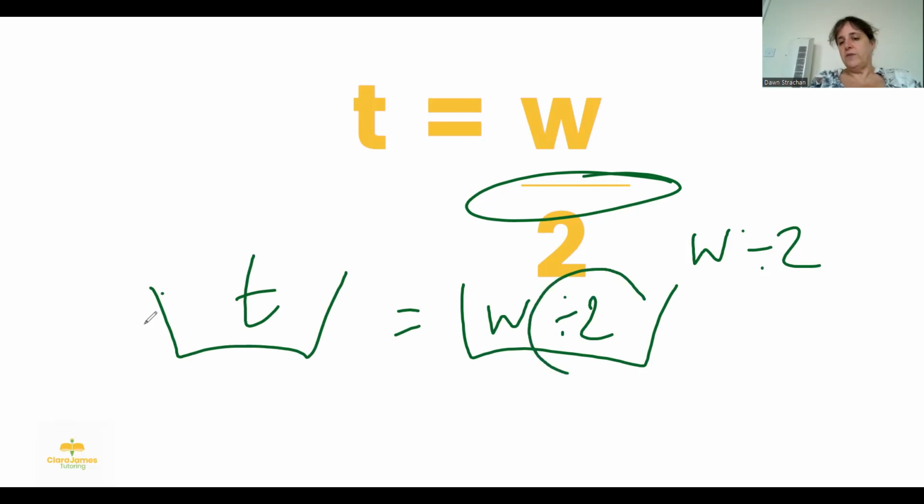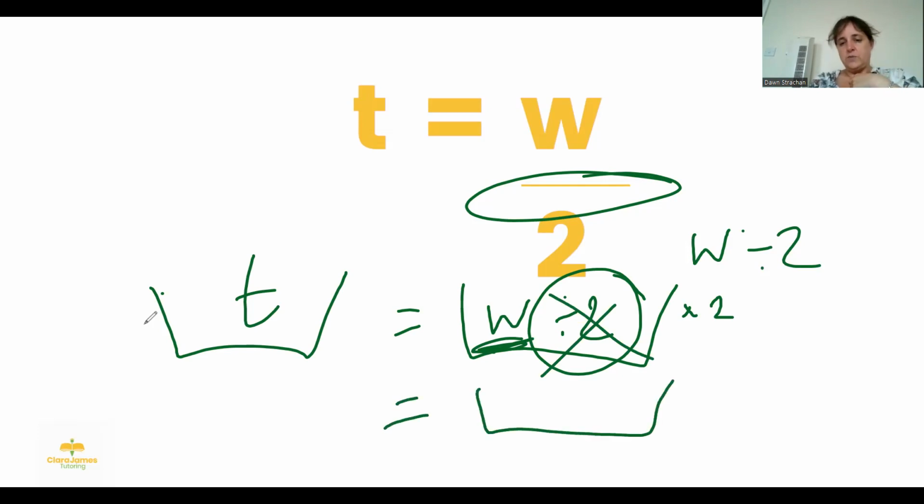So we need to get rid of this divided by 2 so that we're leaving the W by itself. In order to get rid of the divided by 2, what we'd need to do is times by 2. And something, when it's been divided by 2, if we times it by 2, we'll basically counteract that. And that's what we need to do to end up with just the W on this side.